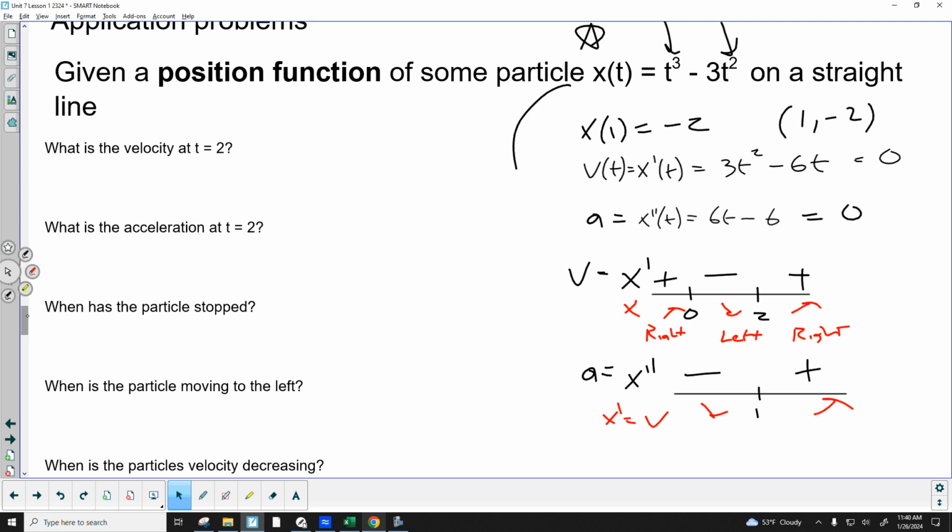Here's my first question. What is the velocity at time 2? Well, you have a velocity equation. You took the derivative. Plug in 2. You get 0. What does that mean? You have stopped. Your position is neither increasing nor decreasing. The derivative is neither positive nor negative.